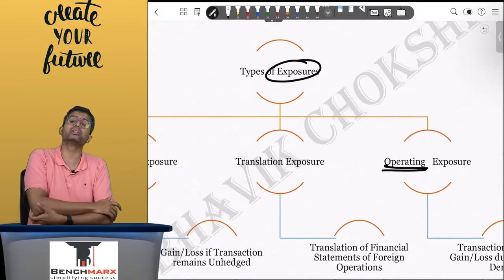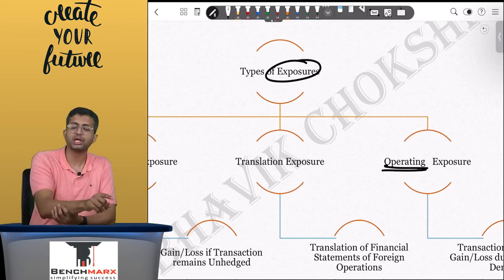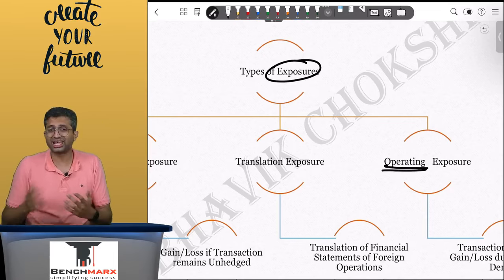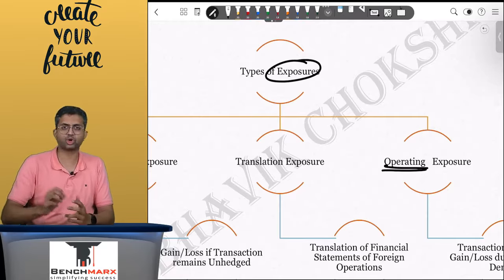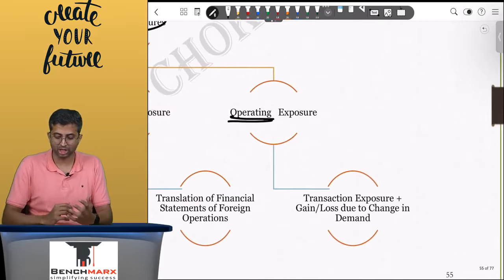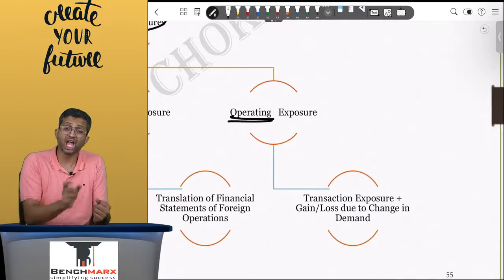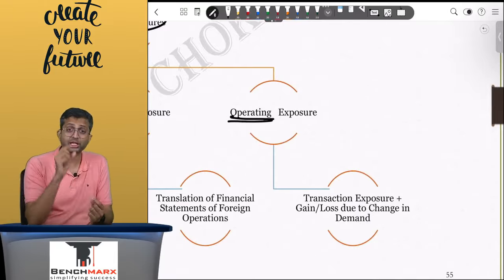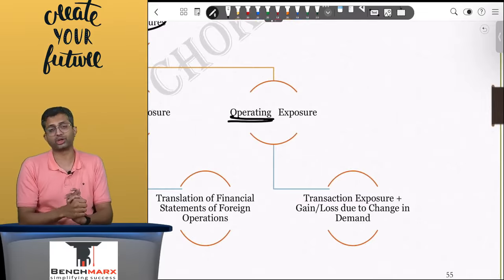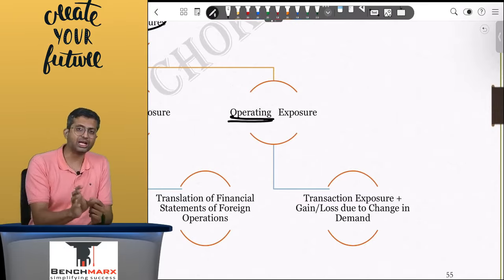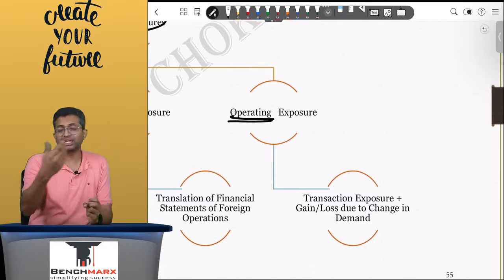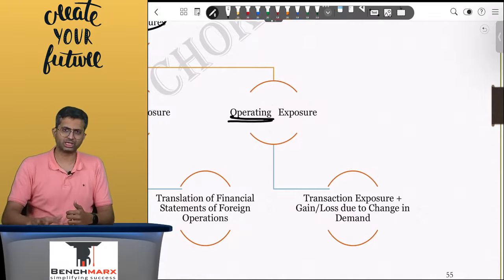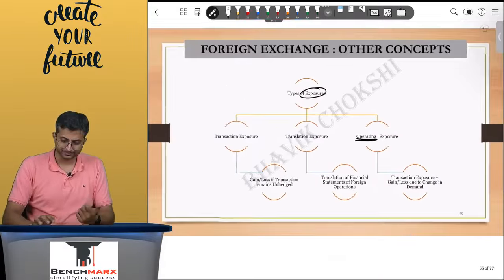But because you are operating in a foreign environment, even if you have priced your products in rupees, there can be a foreign currency exposure called operating exposure, which is gain or loss due to changes in demand. You will have to find the change in price, multiply it with elasticity to find the change in quantity demanded, and the change in quantity demanded into the profit per unit will give you the gain or loss due to changes in demand in case of operating exposure.